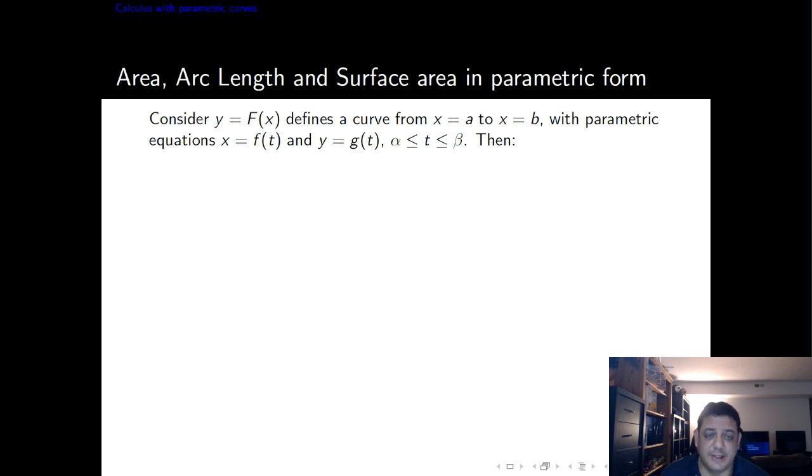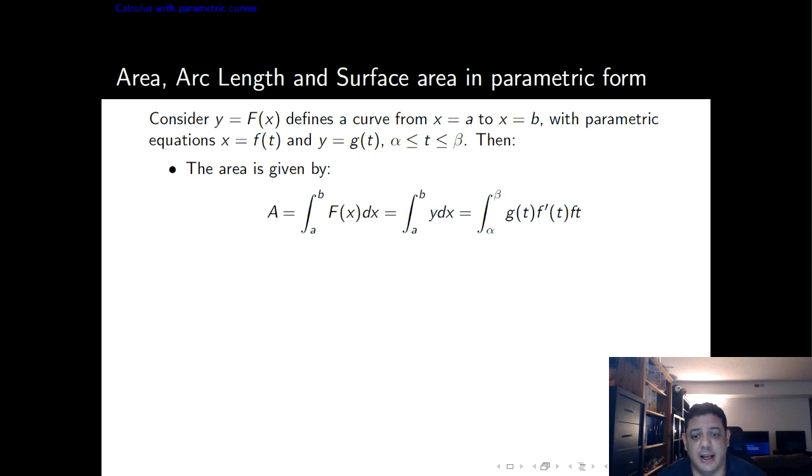Now, the next things that we can define are area, arc length, surface area, and how to deal with these in parametric form. So let me first state what each of those things is, and the next video is going to deal with seeing examples of how to work them out.